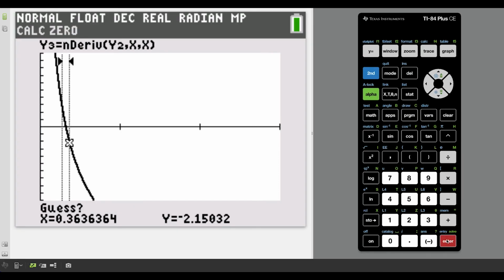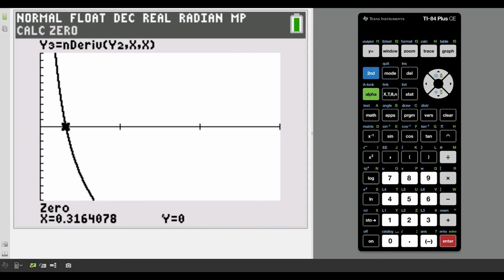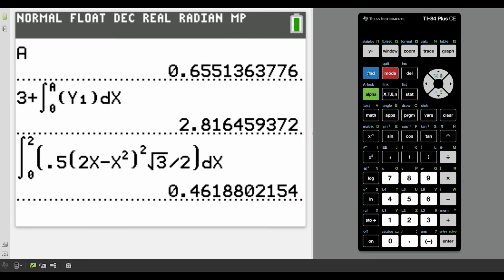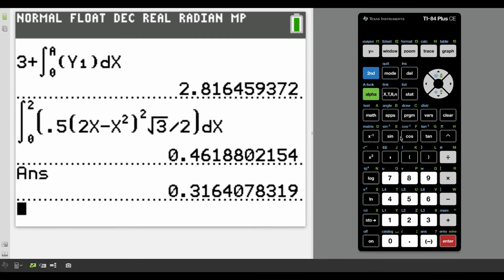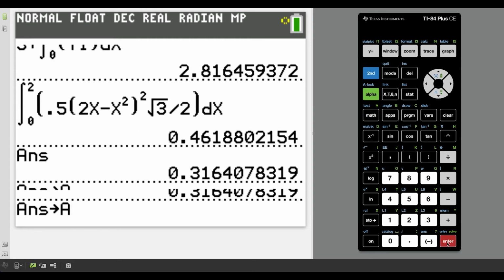After the root, we hit enter a second time, and then we hit enter a third time, and we get this value here. Now, I'm bad at remembering stuff, or I don't feel like typing that stuff in. So I go back to the main page, I press second minus sign, and then we'll store this as the letter A, just like we did before.